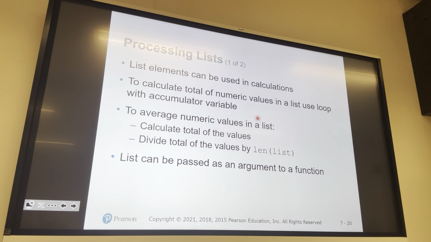Now the average, you have calculated the total. How do you calculate the average? This is where we need the len function. Very good. Do you need to count anything? No. The len function already gives you the number of elements in a list. So you have the total divided by the len of that list, and that's it.